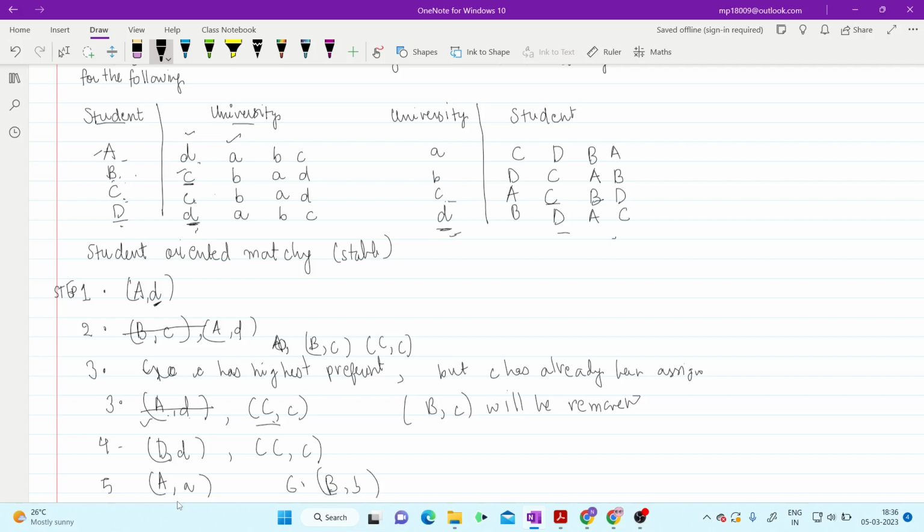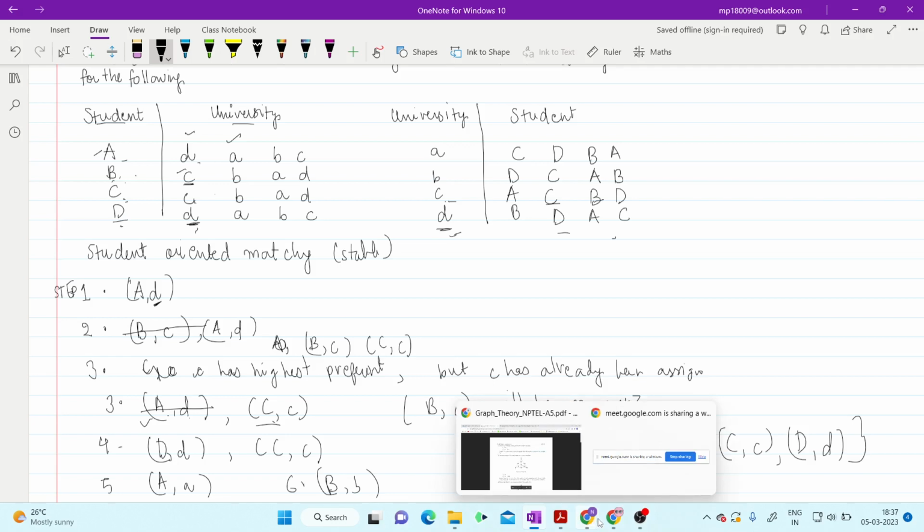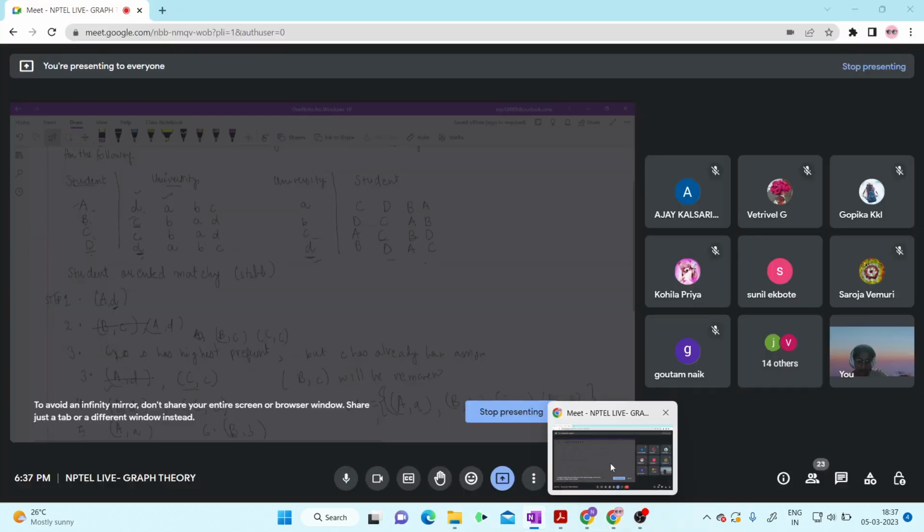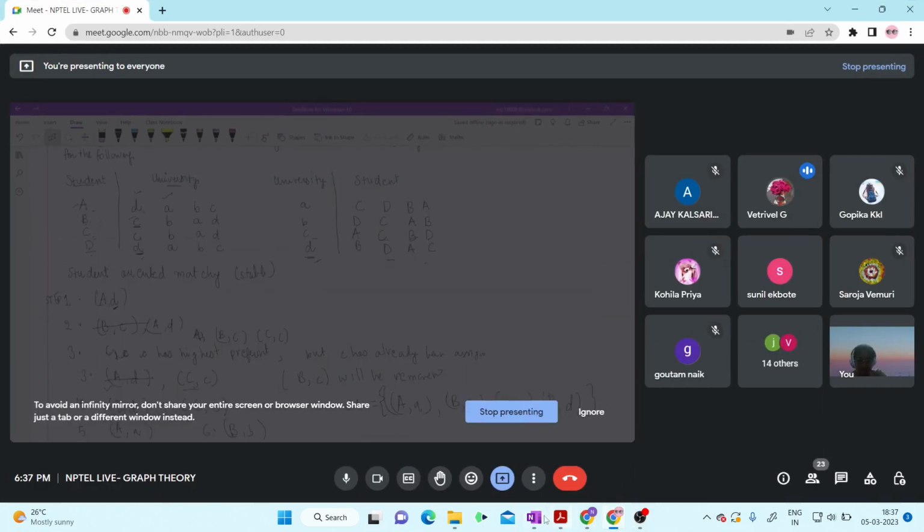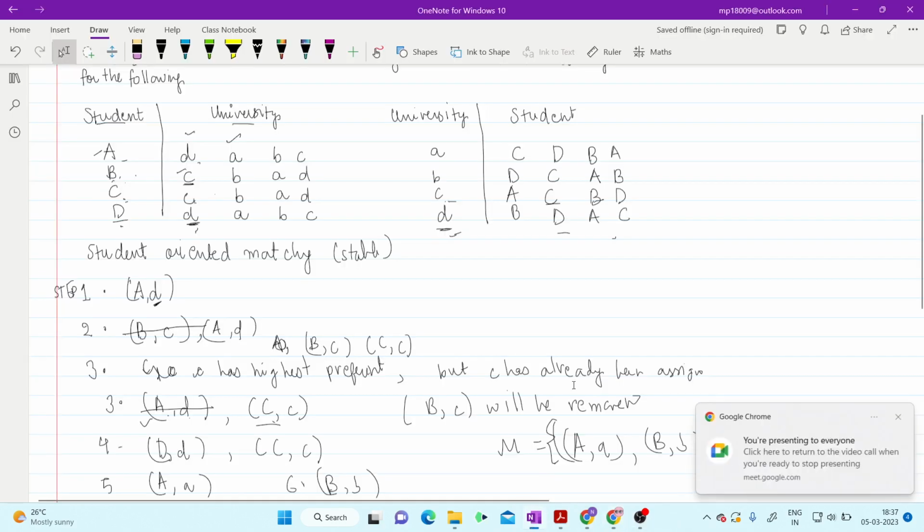So we see that the student oriented matching that we are getting is AA, BB, CC and DD. So is this algorithm clear to everybody? Yes, ma'am. Okay. So this is the student oriented.